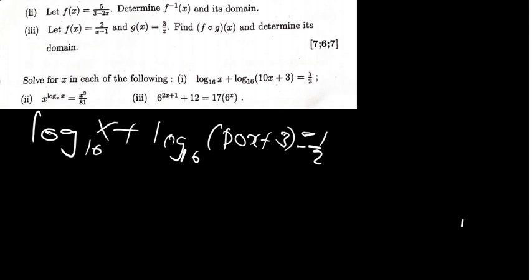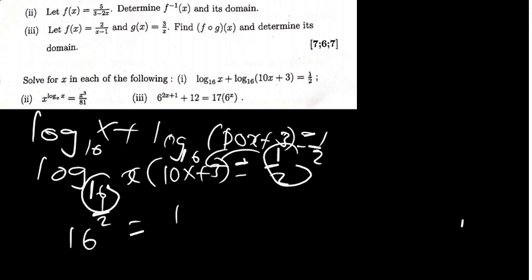We are going to multiply this. So it's going to be log base 16 of x(10x + 3) has to be equal to half. What it means here is that 16 raised to the power half is equal to x(10x + 3).